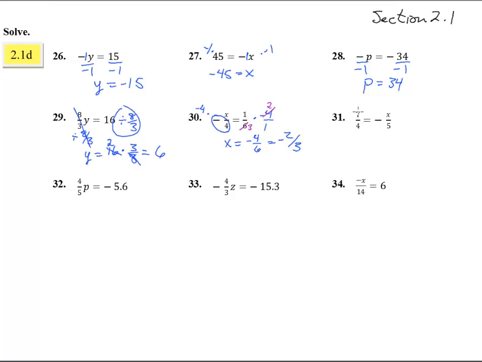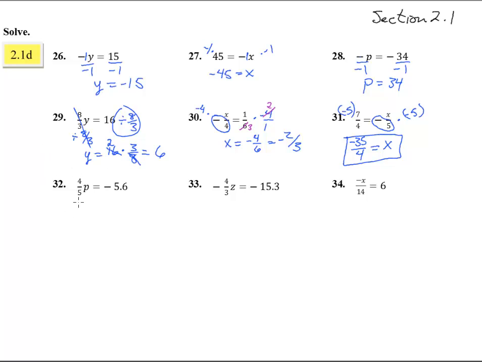Number 31, 7/4 equals -x over 5. We've got to get rid of that negative and the divided by 5, so we times by a -5. Times by a -5. So we get x equals, and there's no simplifying we could do there, -35/4. And that's a perfectly sound way of writing that answer.